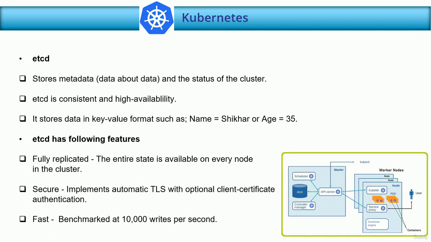Here we have a few important features of this database. You need not learn all these things, just keep them in mind. Fully replicated: the entire state is available on every node in the cluster. So every node in the cluster has the information about this database. It is highly secure, implements automatic TLS with optional client certificate authentication. It is very fast, benchmarked at 10,000 writes per second.